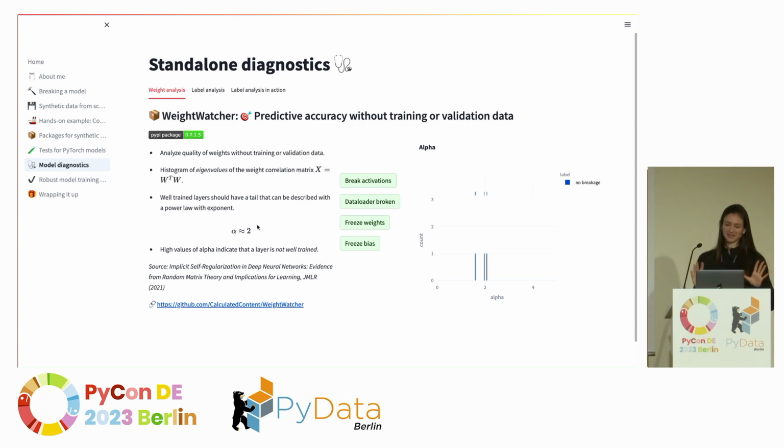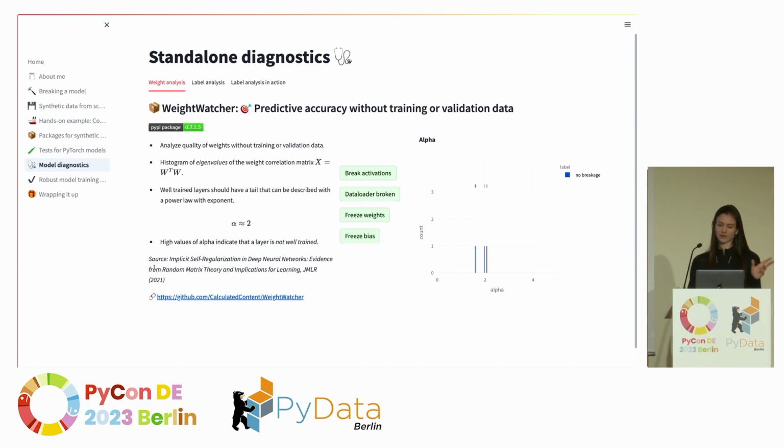So this is quite complex, but the only thing you have to remember is, okay, I want my alpha to be at 2, and if I see it at any other values, especially values above 5, this indicates that my model is not well trained. And you can find some more theory in this paper linked here. So let's look at our alpha value and how it looks for our different breakages.